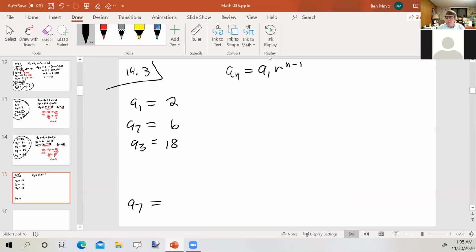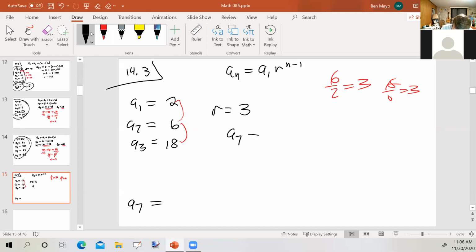Now, to find the common ratio, we take a term divided by the previous term. So what is 6 divided by 2? 6 divided by 2 is 3. Just to make sure, what's 18 divided by 6? That's 3. So the common ratio is 3. Okay, so we know now that r equals 3. Now, again, we could take 18 times 3 and then times 3 and times 3, but we're not going to do it that way. We're going to just plug it into the formula.